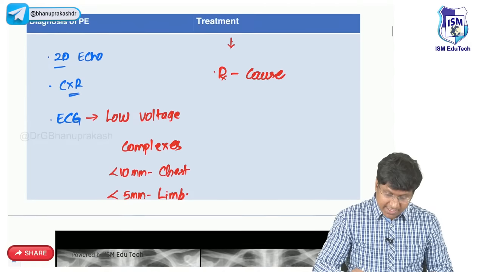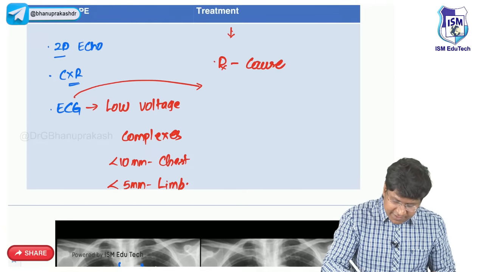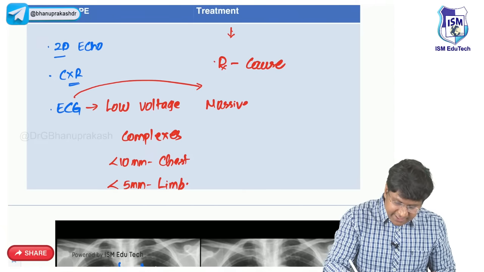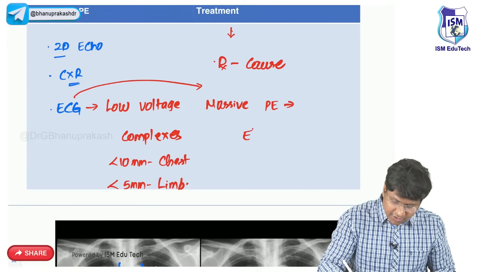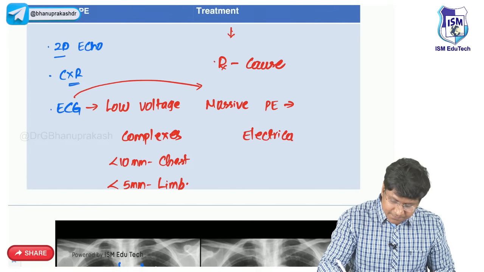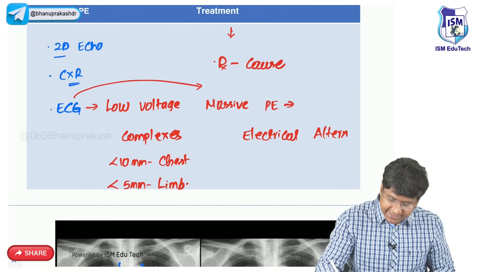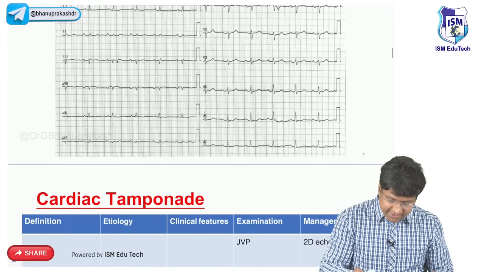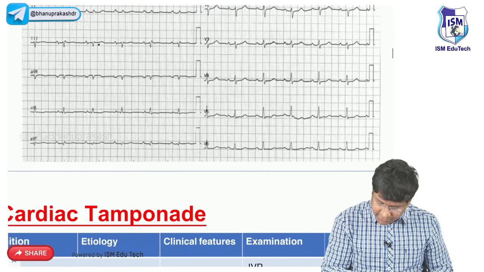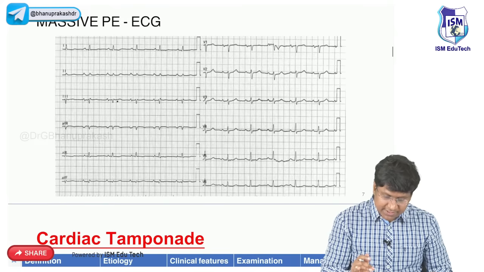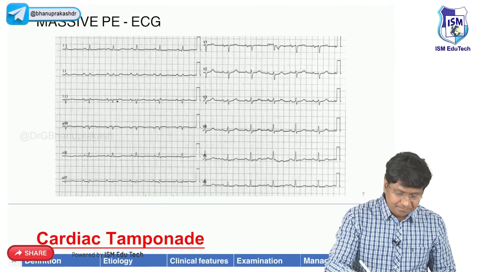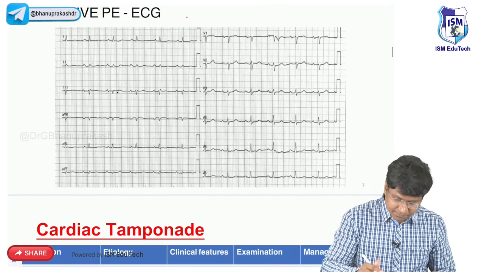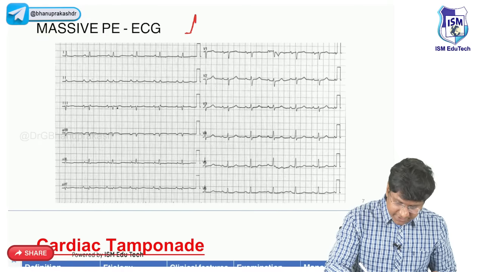Okay, right. Now, one more important ECG finding is, suppose there is massive pericardial effusion, then you get what is called electrical alternans. What do you understand by this word, electrical alternans? See, if you see this ECG, in this you don't have electrical alternans. This is actually low voltage complex. Electrical alternans is that one complex will be tall and the other complex will be small.